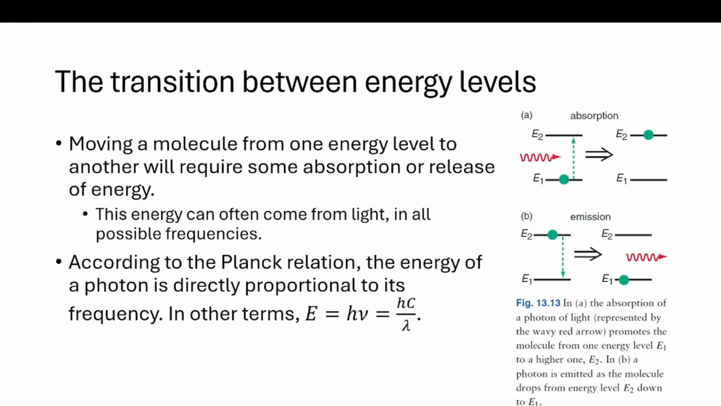If we're going to move a molecule from one energy level to another, we're either going to have it absorb some energy to move up to a higher level, or emit some energy in the form of photons when it goes down. We can fire some light at a molecule to make it go up a level. To determine the energy of that photon when it hits the molecule, we can use the Planck relation.